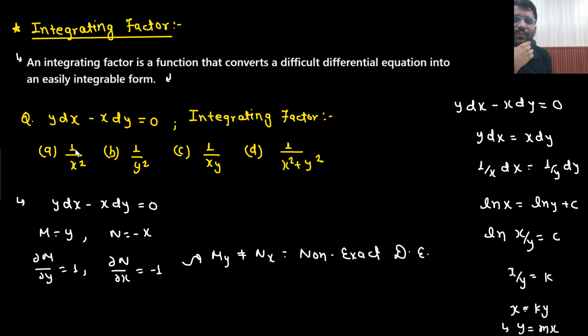Understandable? So what is the job this 1 by x square is doing? 1 by x square is saying that I am making your equation easier. Yes, you are making my equation easier. That means yes, you are my integrating factor.